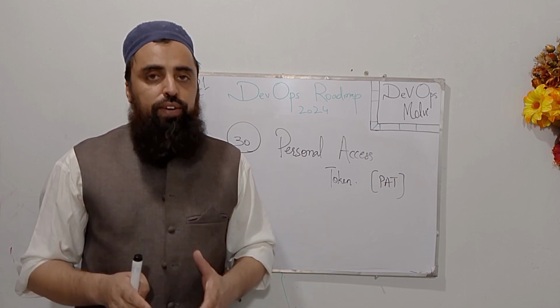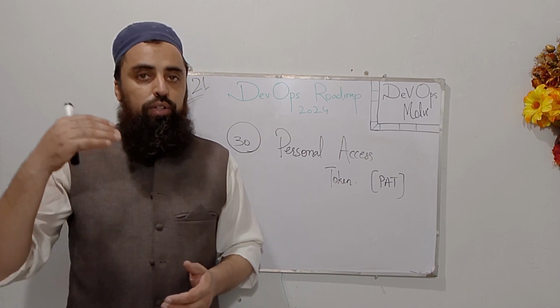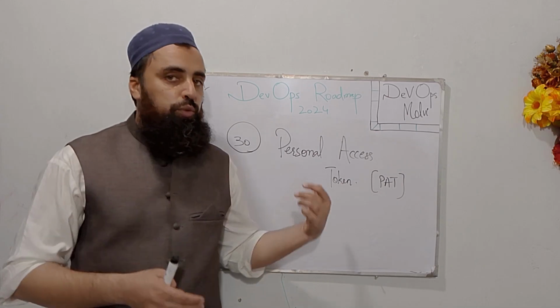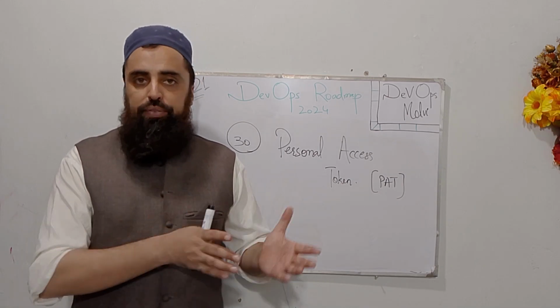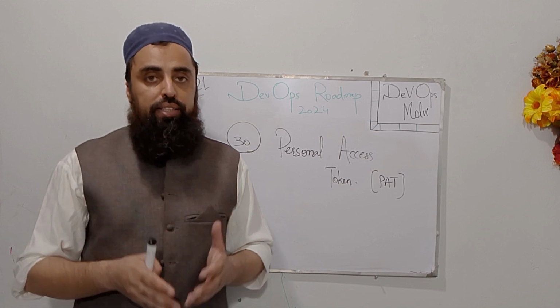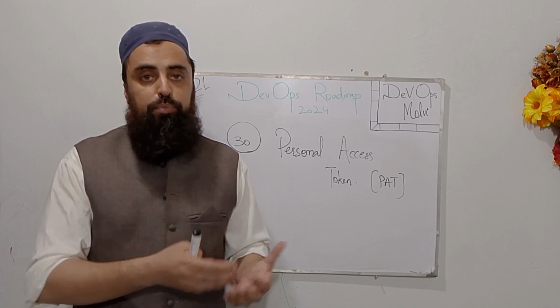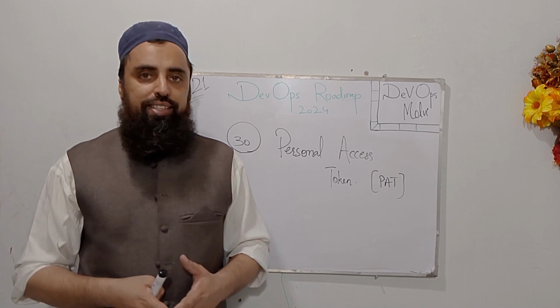So when we modify any changes in our code and we want to push them to our remote repository, which can be hosted on GitHub, we can use a personal access token for authentication. You can watch my previous lecture in which we created a personal access token and how we used that personal access token to authenticate with a repository on GitHub.